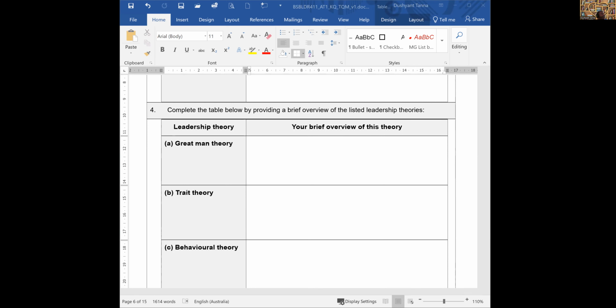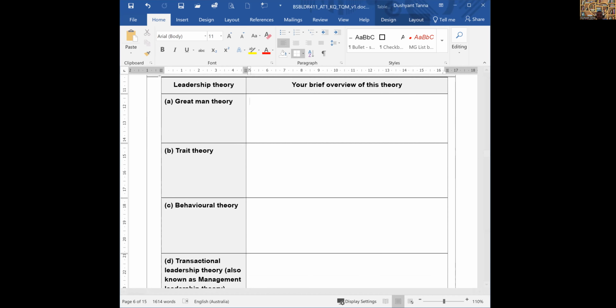And this trait is responsible for their assuming positions of power and authority. A leader is a hero who accomplishes goals against the odds of his followers. That's what great man theory is. Okay, next is trait theory.